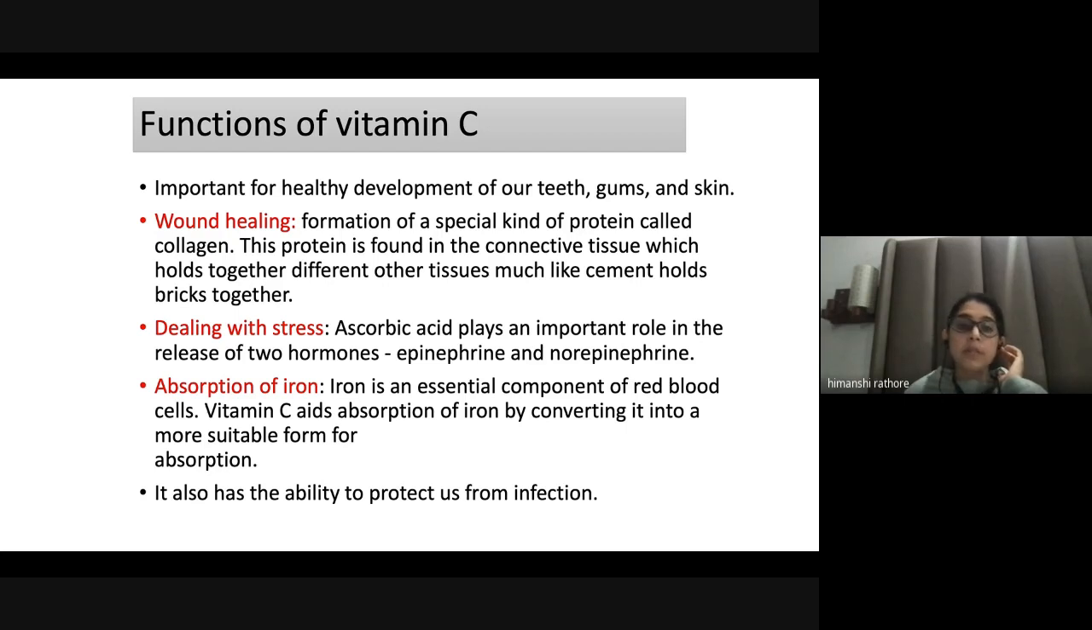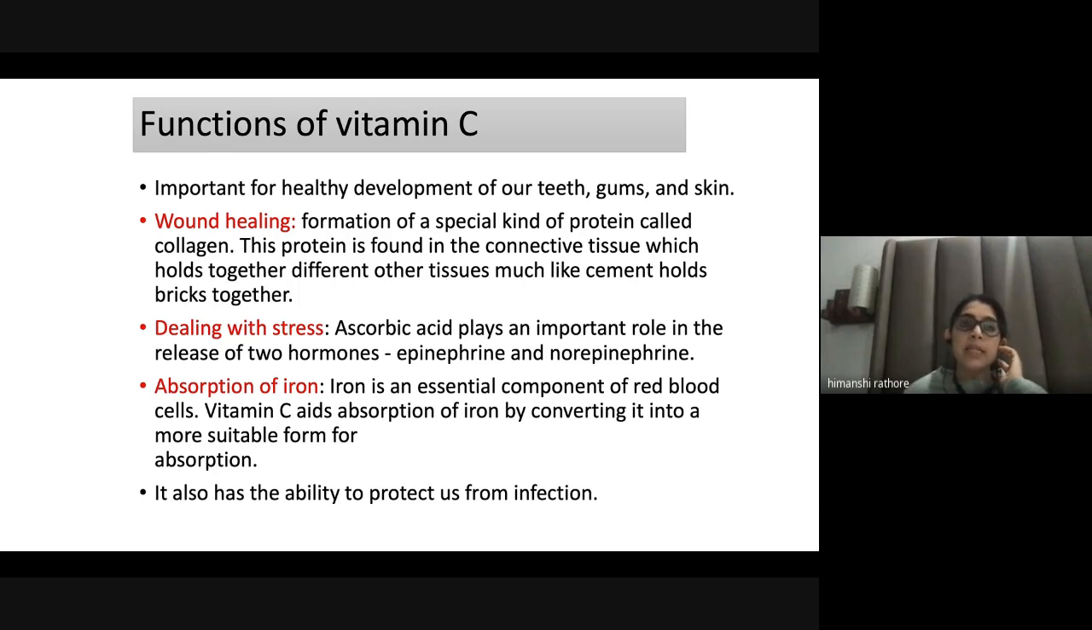So it is always advisable to have iron rich food with the vitamin C rich fruit so that iron can be absorbed better in your body. So it helps in absorption of iron, which is an important function, and you must remember this function. Vitamin C is required for the absorption of iron.